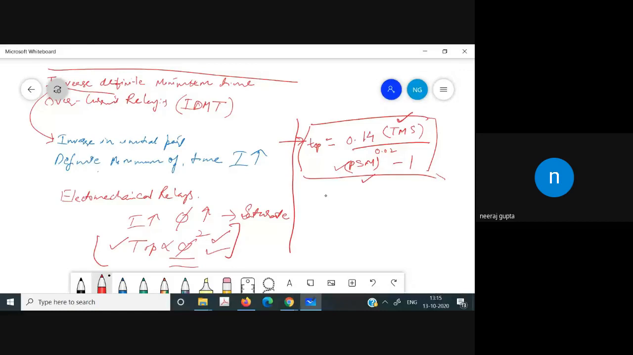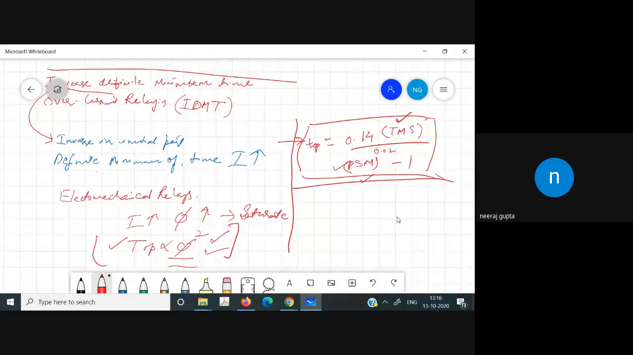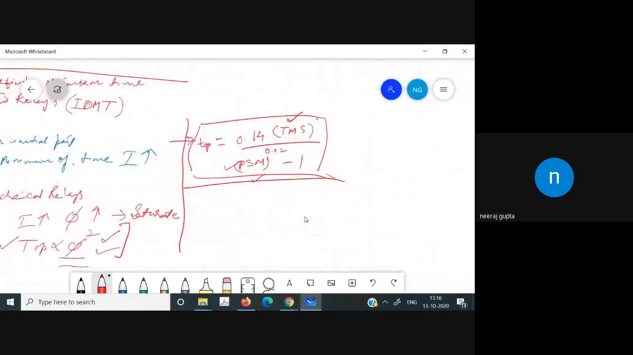Now, this is the inverse definite minimum time over current relay. Now, one more relay is the very inverse time over current relay. So, from the inverse time over current relay, that is IDMT, we will have one more relay, which is known as the very inverse time over current relay.